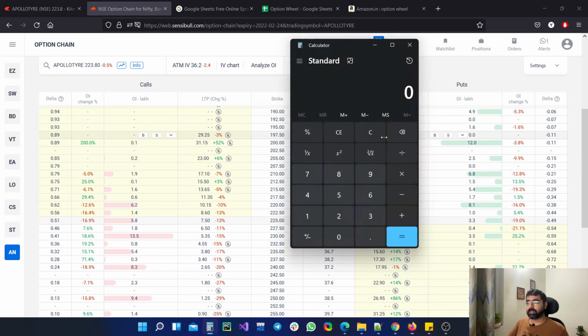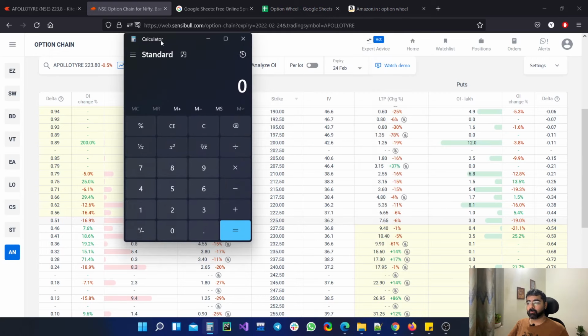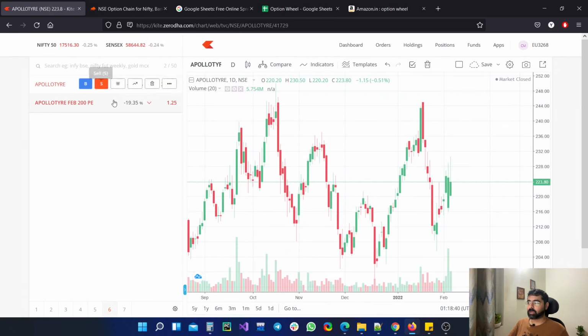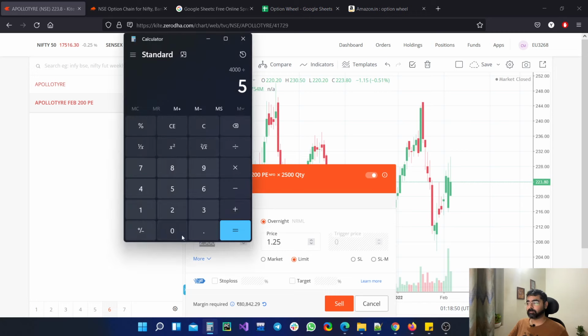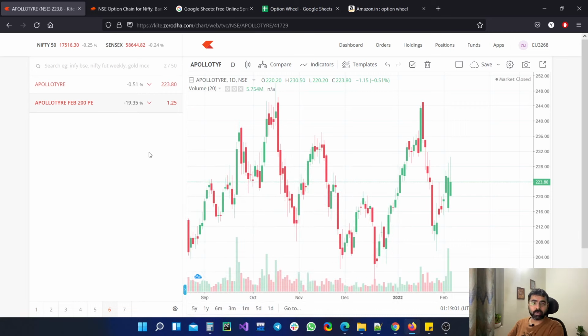So what exactly would be the ROI? ROI would be your profit, which is say 4,000 approximately, divided by not just the margin which Zerodha is going to charge you for selling a put. It's only going to charge you 80,000, but the cash which you have kept aside should also be included in the ROI calculation. So approximately I would take it as 5 lakh. So it's coming out to be 0.8%. This is how it is when we talk about selling a cash secured put. So we are approximately getting 0.8% a month.